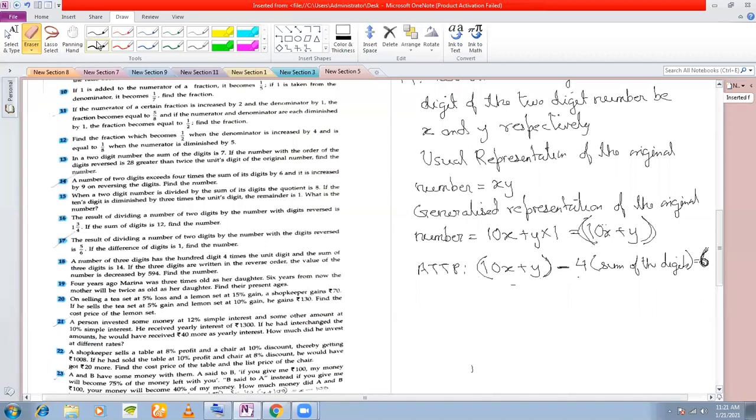So coming back to the problem, what is the sum of the digits here? The digits here are x and y. So the sum of the digits will be x plus y, right? Fine. So we'll get our first equation from here. Let us simplify this to get our first equation.